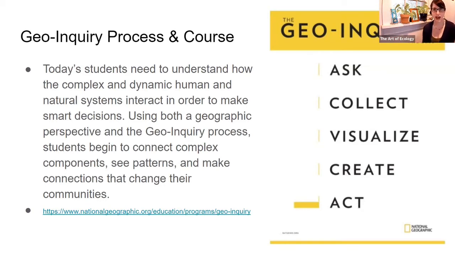And then there's the act phase, which goes along with a lot of the students talking to their local policymakers. However, students could also wind up creating an event that the community can get involved in, whether it's a community tree planting or a litter cleanup day, so that students get to take what they have learned about the question they asked originally and make a difference.